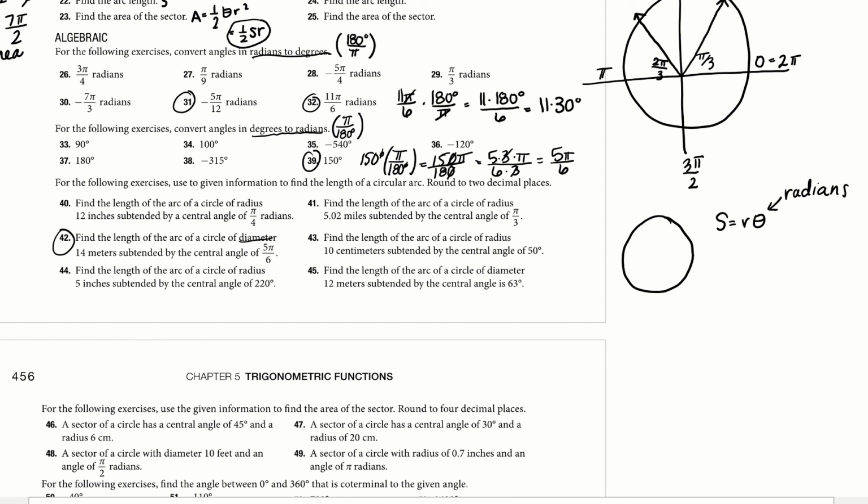The diameter. Now, what is the diameter? Because that doesn't sound like the radius that we need. Well, the diameter is 2 times the radius. So that means that we would just cut our diameter in half, and that would be our radius, because the diameter is all the way across, and the radius is only half that. So that gives us 7. Our central angle is already in radians. So we get 5 pi over 6, and you would just multiply those out, and that would be your arc length.